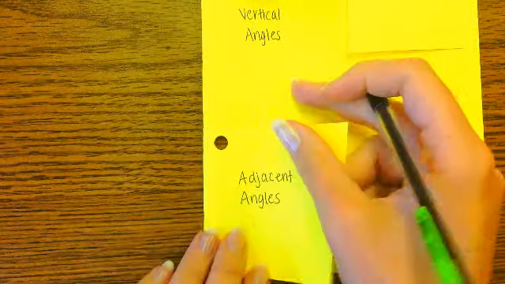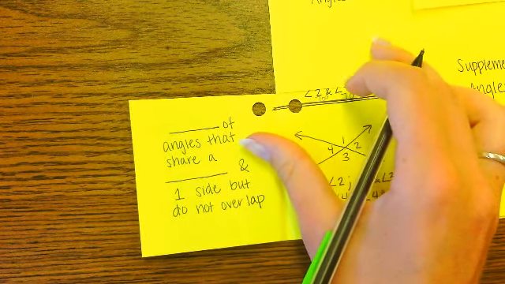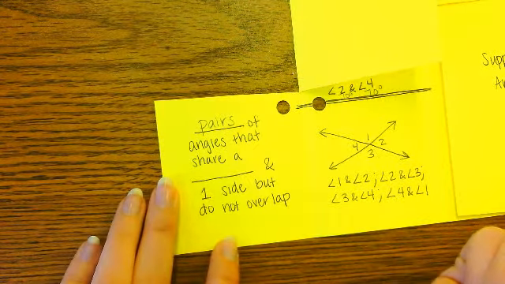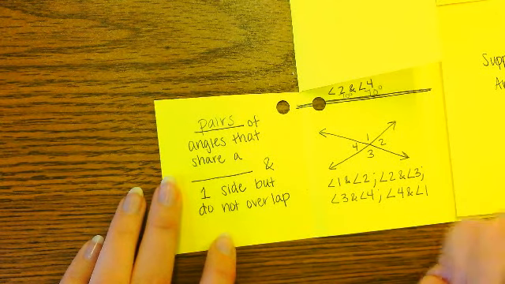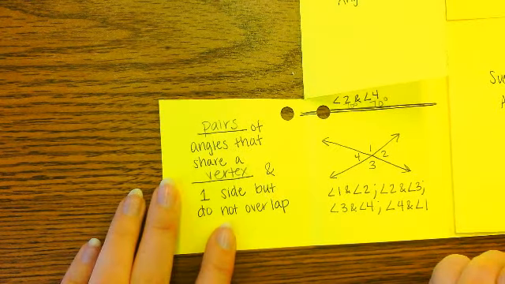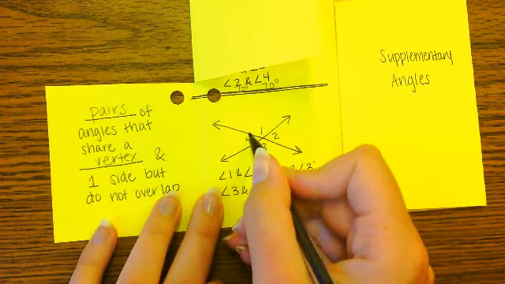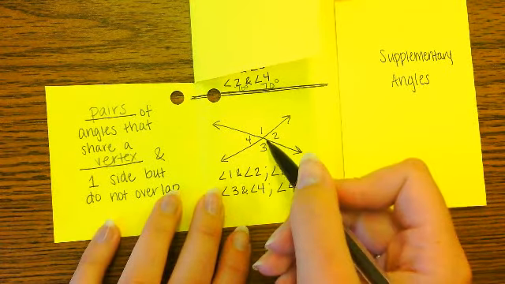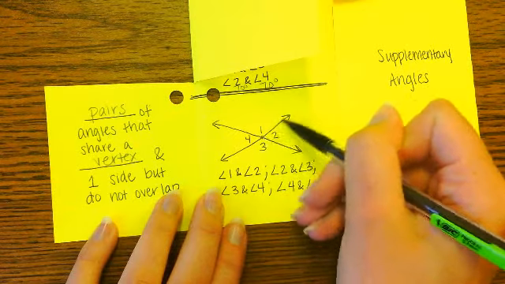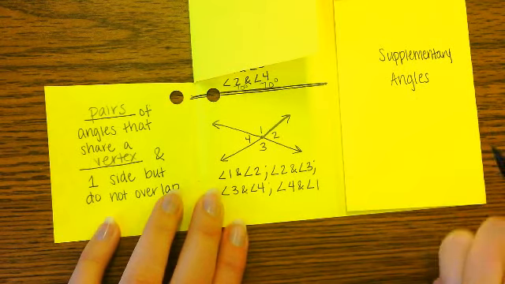And then the last part on this side is adjacent angles. Adjacent angles are pairs, because remember it takes two to have a relationship, and in this case an angle relationship. Pairs of angles that share a vertex and one side but do not overlap. I think of them as next door neighbors. They're right next to each other. Angle 1 and angle 2, they are a pair of angles. They share a vertex. The vertex is this point right here. And they also share one side. They're sharing this ray right here. Those are an example of adjacent angles.